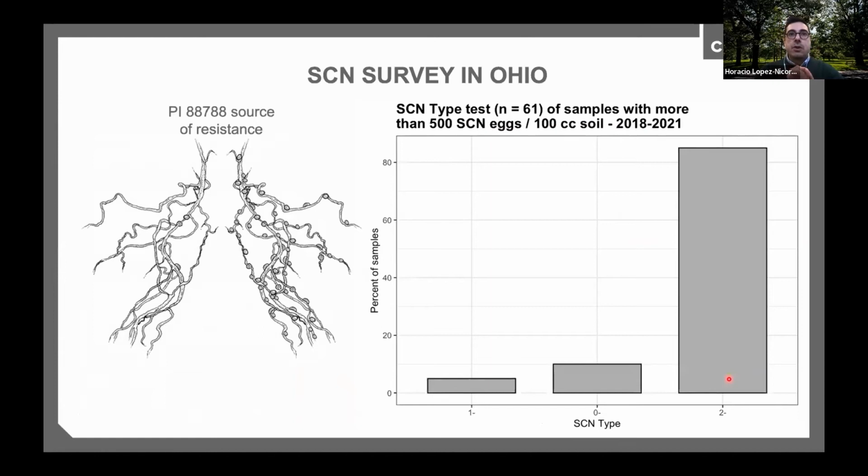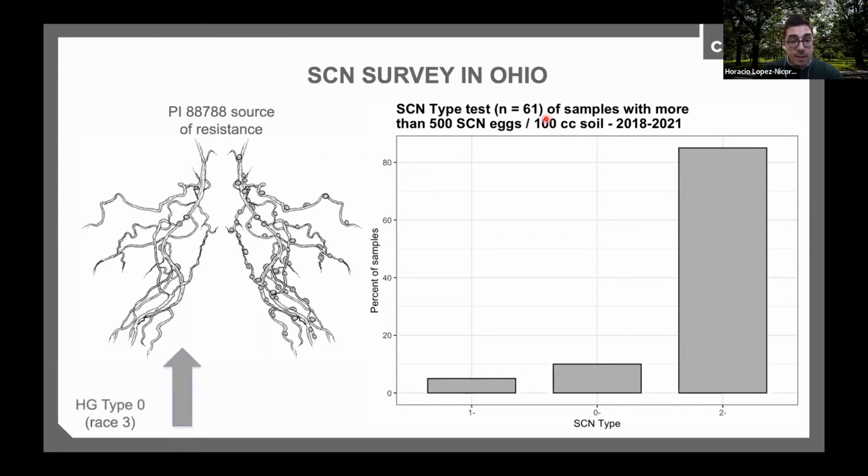And I know you're asking yourself, well, of those nematodes, have you evaluated what's the virulence profile of those nematodes? Can we use that PI 88788 that is present in more than 90% of our commercially available soybean cultivars out there? And yes, and we continue doing this in the greenhouse. So far we did 60 of those very high levels of SCN. We put them in the greenhouse. It takes 1 month for us to evaluate the virulence profile.